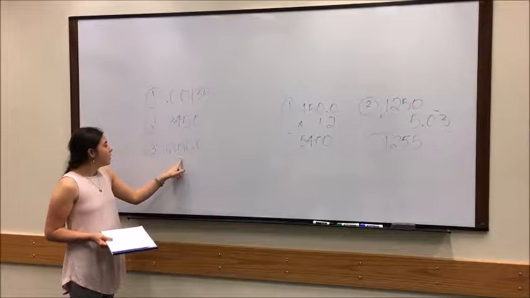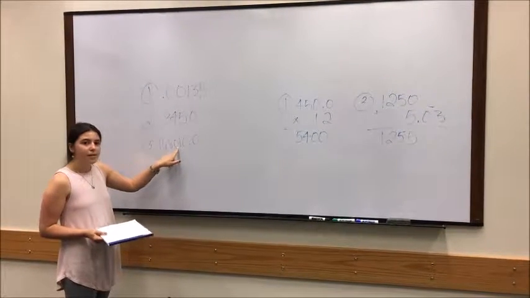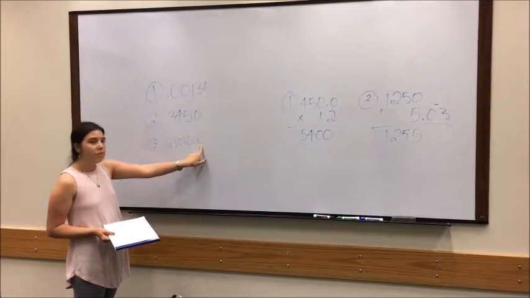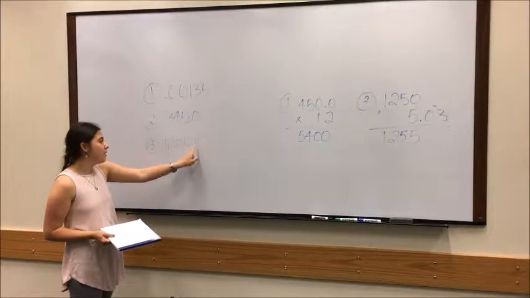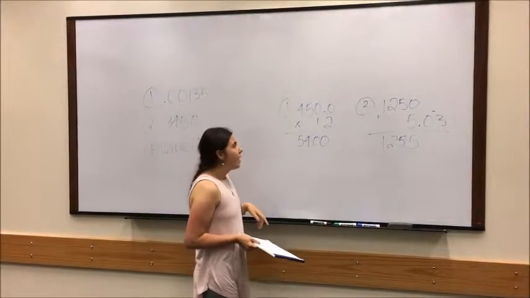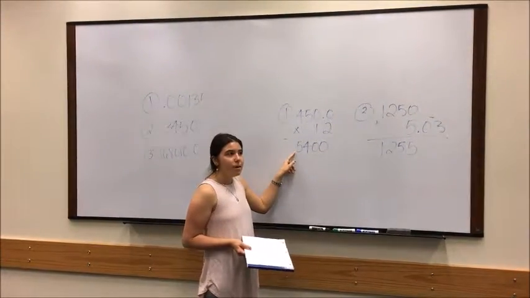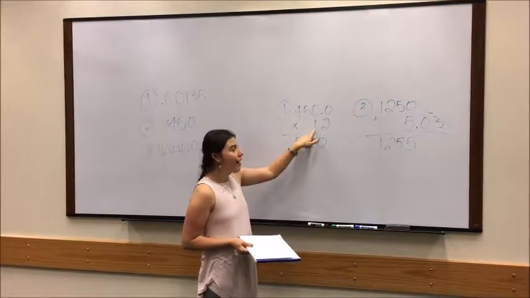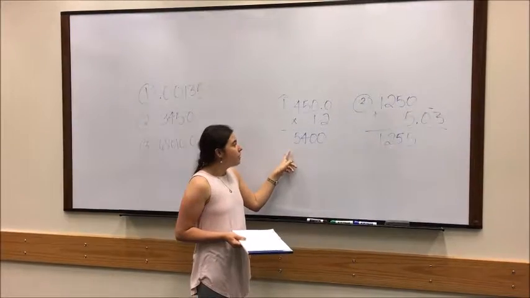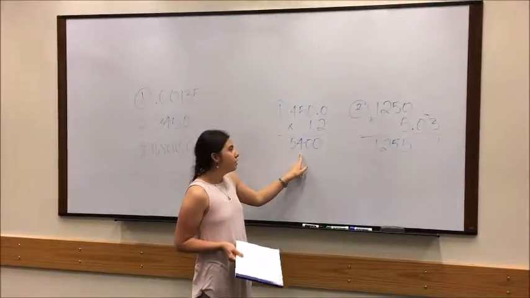In example 3, this 0 is significant because it's between 2 digits that are non-zeros, and these 2 digits are also significant because of the decimal place that makes them significant. When you're multiplying numbers, the answer will have the same number of significant figures as the number that has the least amount of significant figures. So the answer to this one will only have 2 significant figures.